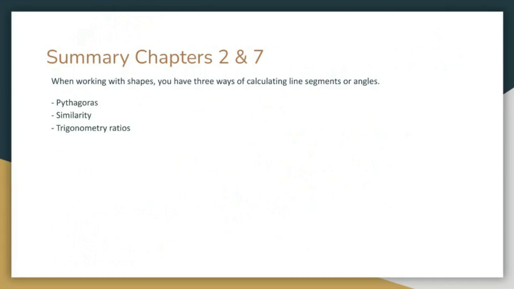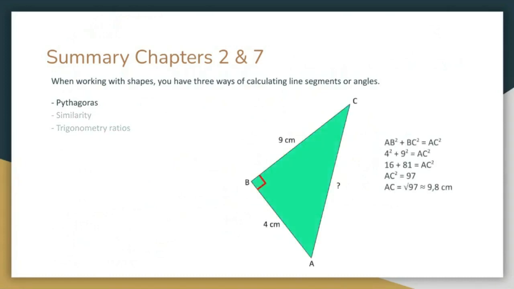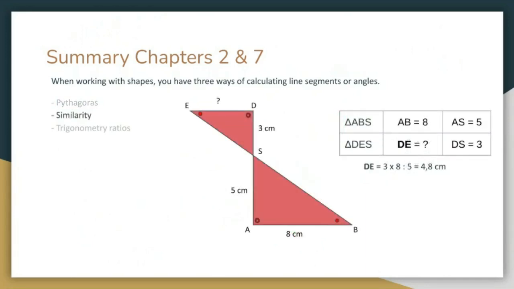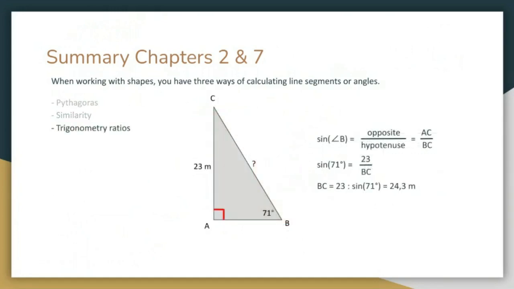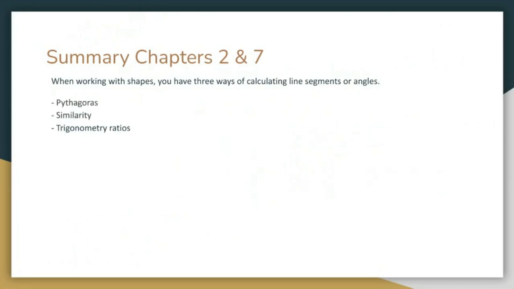To summarize, Pythagoras works only in right-angled triangles and has nothing to do with angles. Similarity works when shapes have congruent angles, but is not used to calculate angles. Having parallel lines in your figure can be a telltale that you can use similarity to your advantage. Lastly, the trigonometry ratios can also only be used in a right-angled triangle and can be used for calculating both lines and angles. So in conclusion, look carefully at what you need to calculate and how you should work towards your goal.